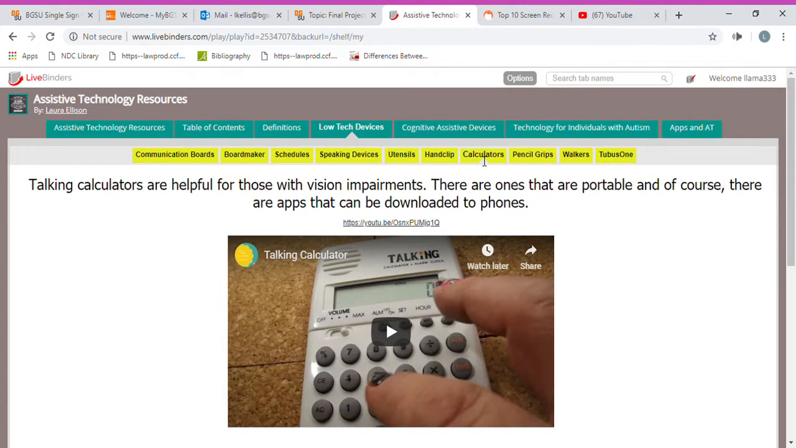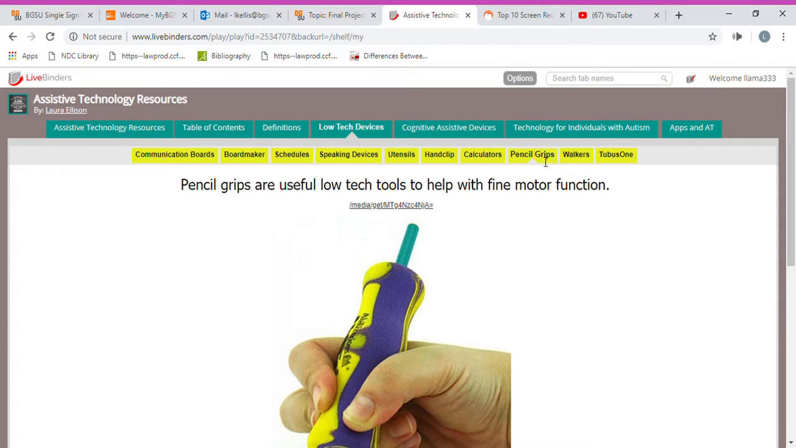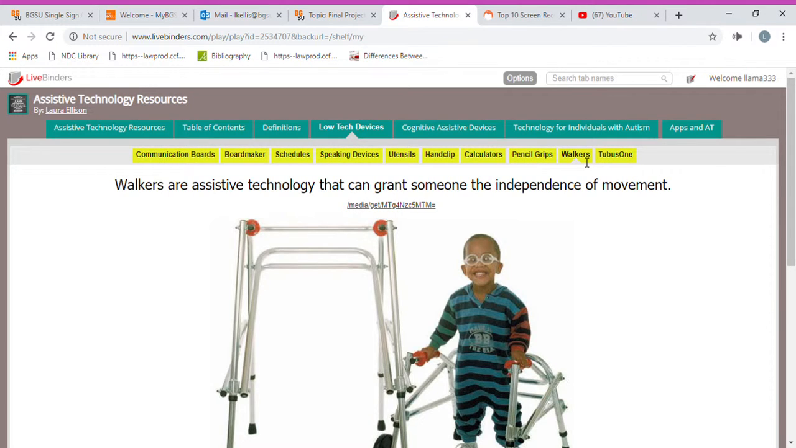I also have a talking calculator under low-tech devices. Push in the numbers and it tells you what you're doing. Pencil grips are another low-tech device that help with fine motor function. Walkers to help people be independent with movement.